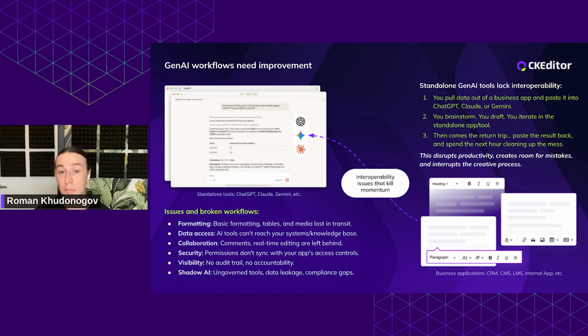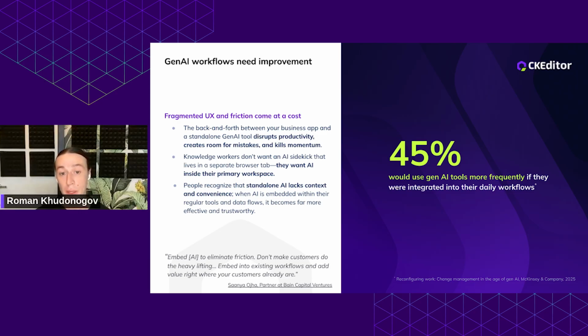I think this is a really important moment to recognize that the problem is not the AI per se. The AI is great. The problem is that it lives in the wrong place and it's disconnected from the place where the actual work happens. And the data really backs this up. That back and forth between your business application and some standalone AI tools just kills your momentum. It disrupts productivity. It creates room for mistakes.